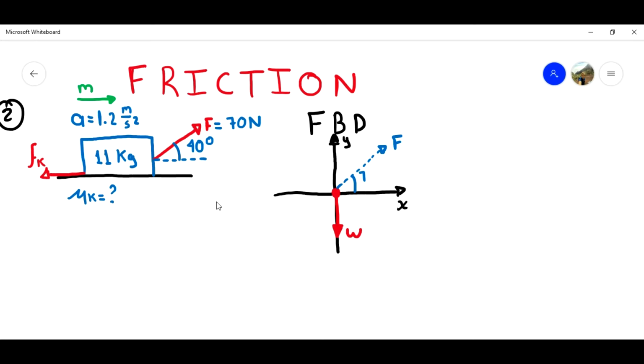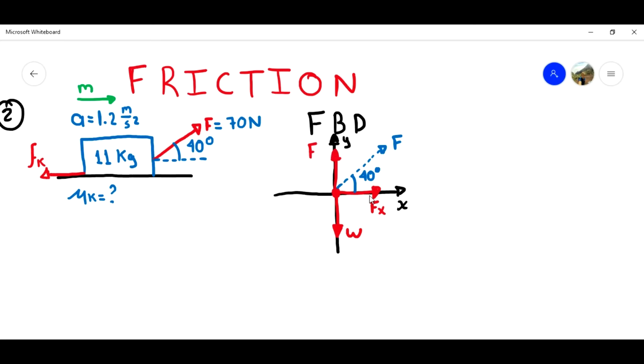Because I need the forces to be over the axis. This could be X or Y. So in this case, this force is not over the axis, so I need the rectangular components. And remember, every vector has two rectangular components. So we're gonna have Fx that points to the right because the vector goes to the right. This is Fx, and this is Fy.